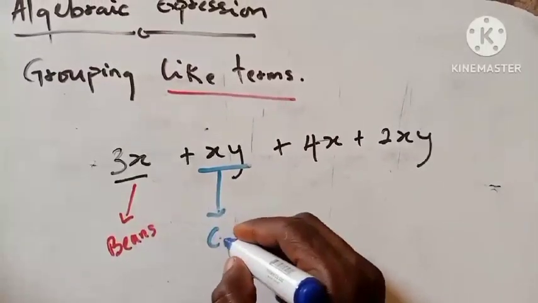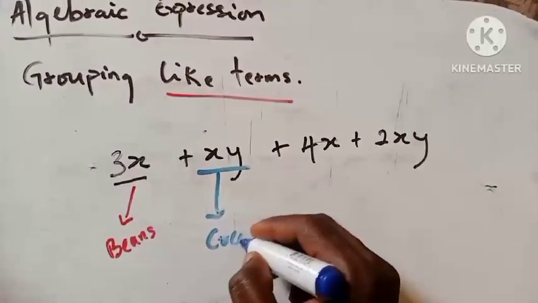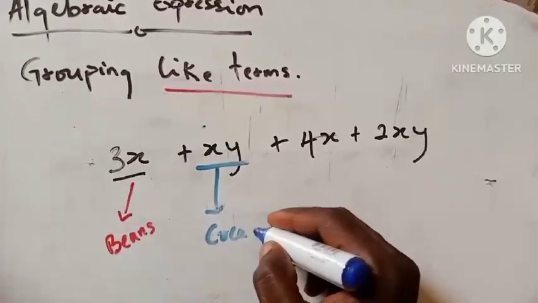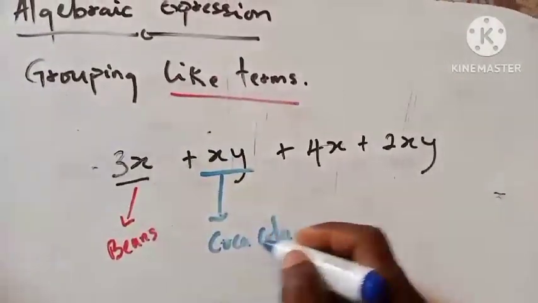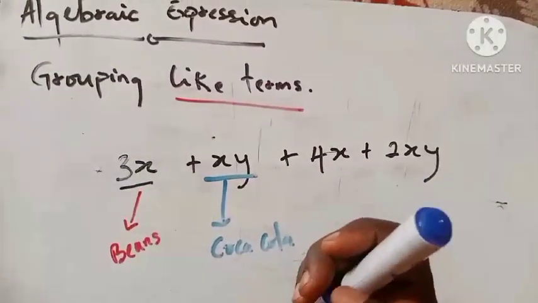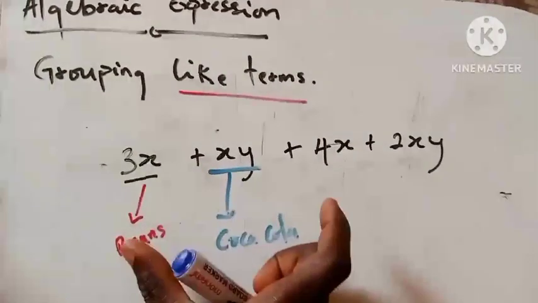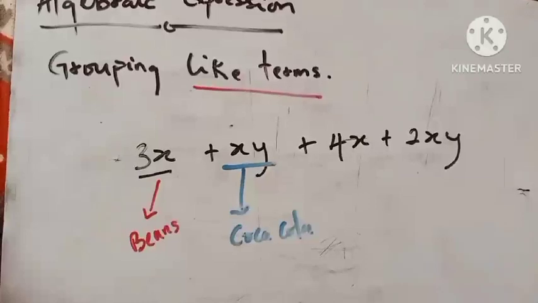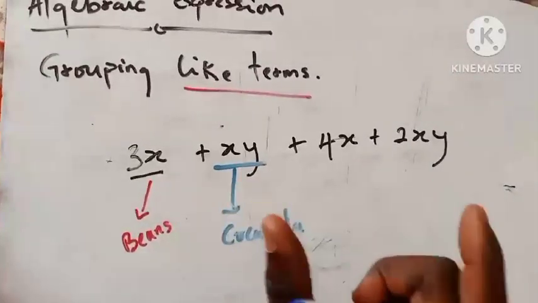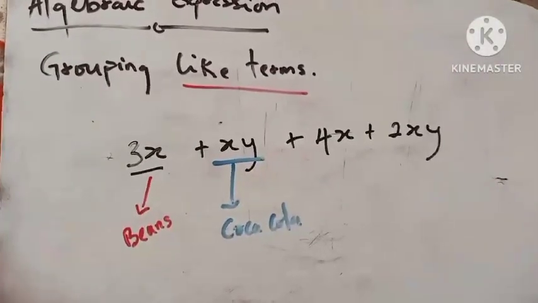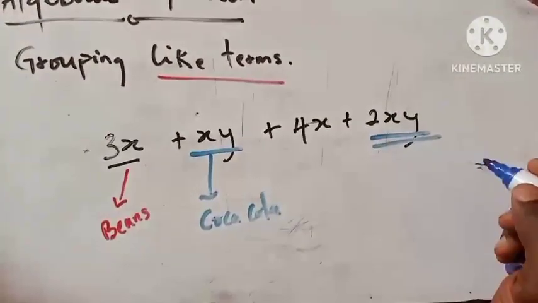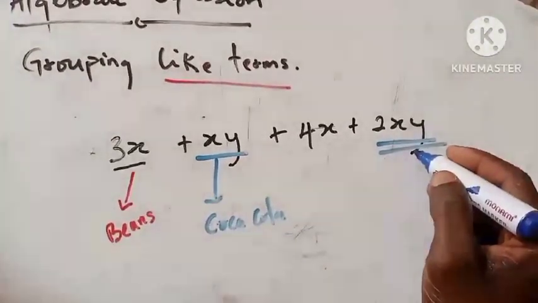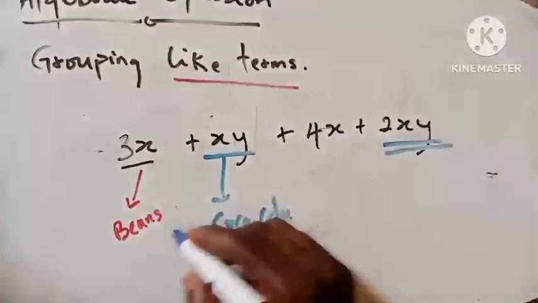So let's say this is just a Coca-Cola, right? Let's say the xy, everything, is just a Coca-Cola. So any variables that are working in a pair, assume that that is just one. To avoid any confusion in algebraic expressions, this is how best you can group the items, so that you can easily see another Coca-Cola from this portion. What about this? This is going to be the beans, right?